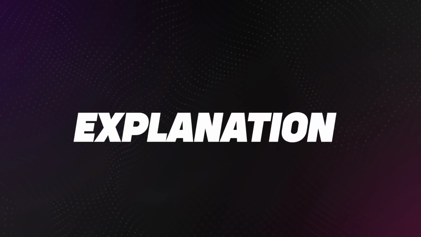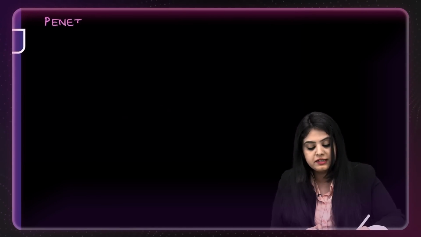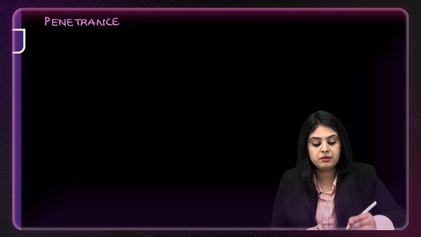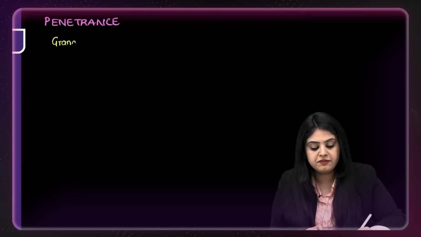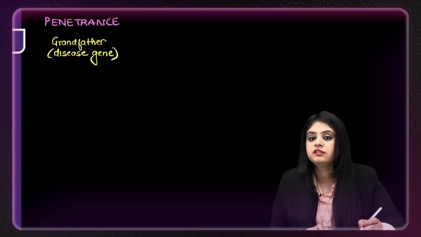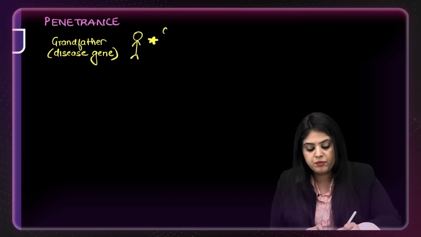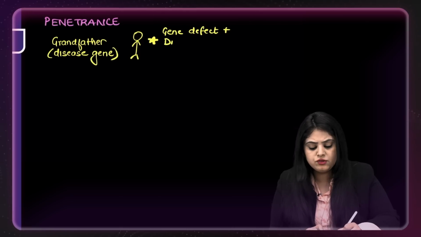Here's the explanation. What do we mean by penetrance? Let us draw one family diagram and understand it. So please remember, this over here is the grandfather, and he has some diseased gene in his system. There is a problematic gene defect present in his body, and because of that, he is showing signs and symptoms. Disease is also present.